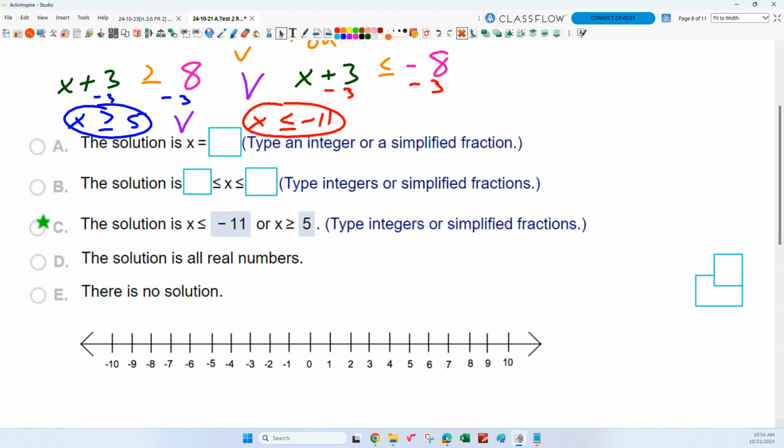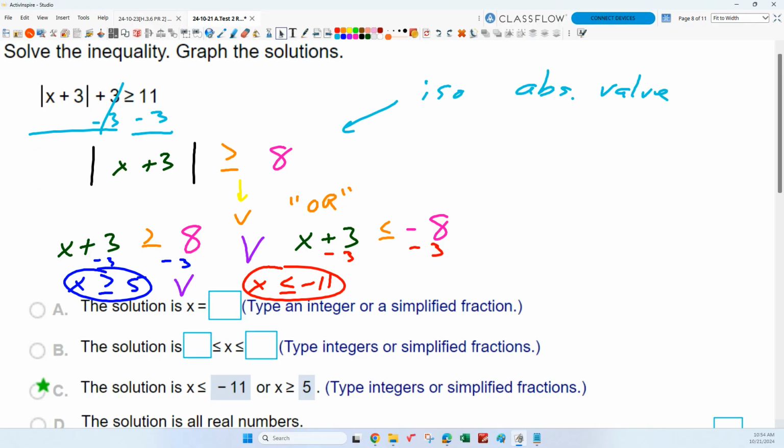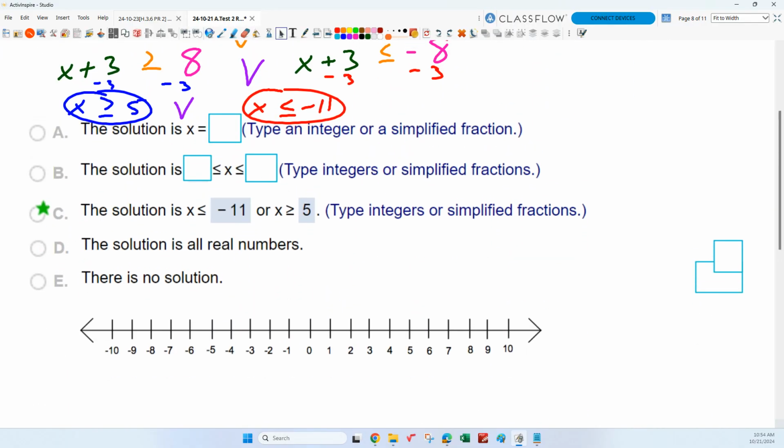Okay? And then they wanted us to graph the solutions. Well, what's the X is less than or equal to negative 11 part look like? That's kind of hard to graph on this one, but where would I start? Negative 11, so like right there. Which way am I graphing? To the left. And how about the X is greater than or equal to 5? Closed end point at 5, graphing to the right. We got it. Okay, good.